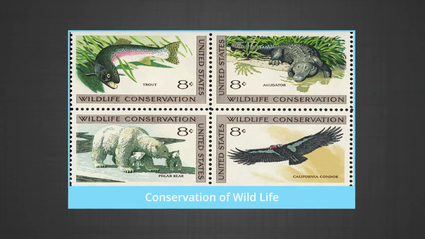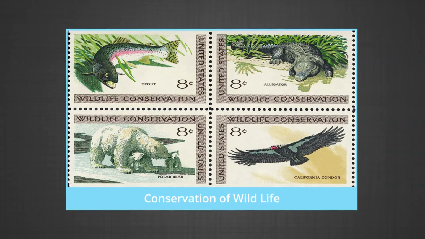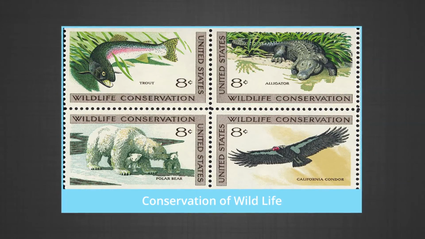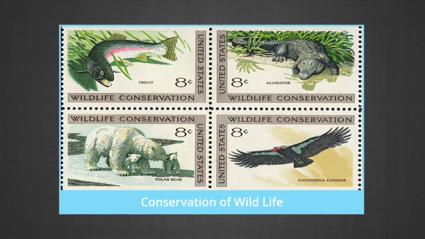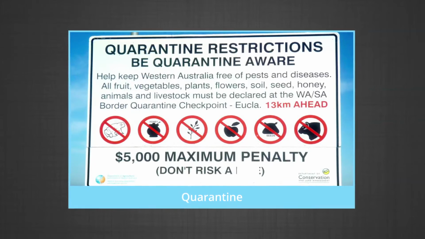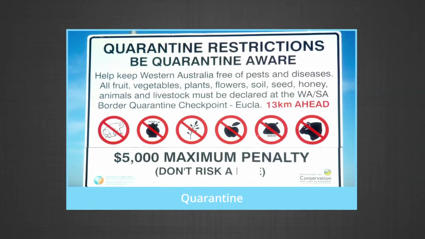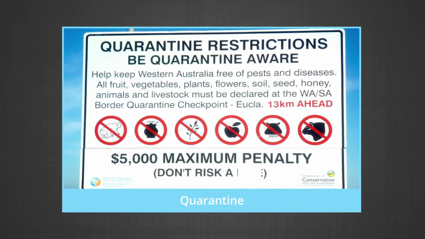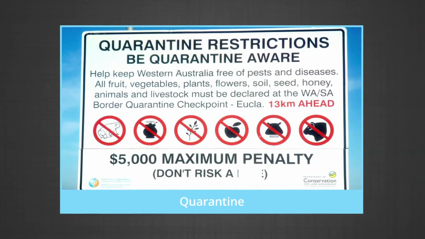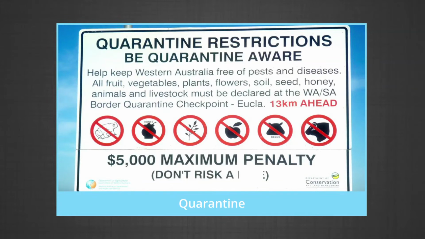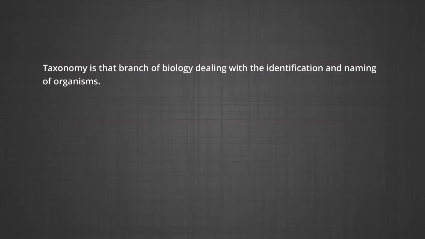Conservation of wildlife. Due to human greed and ignorance, many species of flora and fauna have gone extinct. Taxonomists help to identify these endangered species and help in initiating wildlife conservation programs. Quarantine. The spread of new pests and diseases from one country to another through infected humans can be restricted through quarantine. It can be done by establishing quarantine laboratories at airports, seaports, and railway stations.